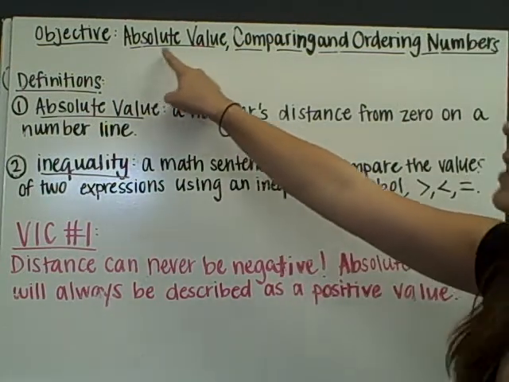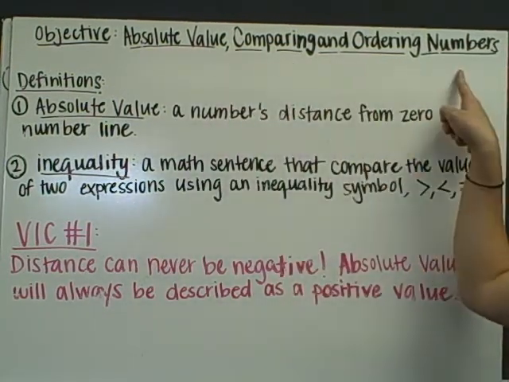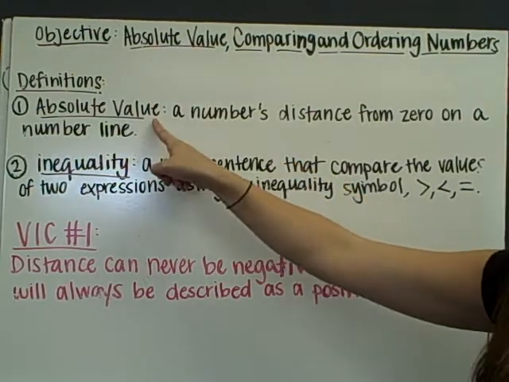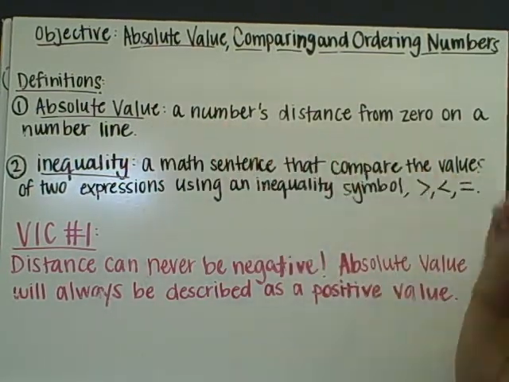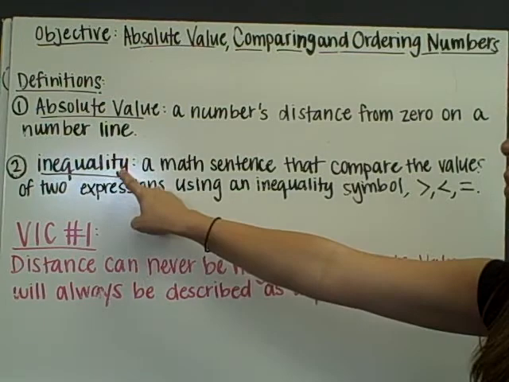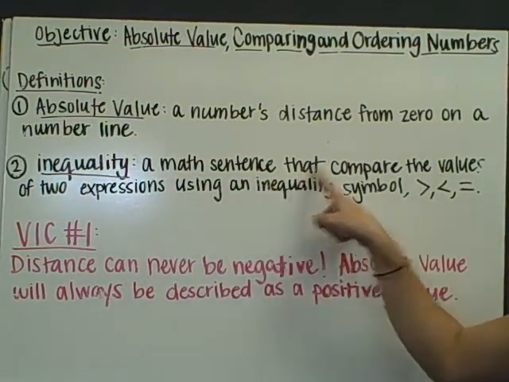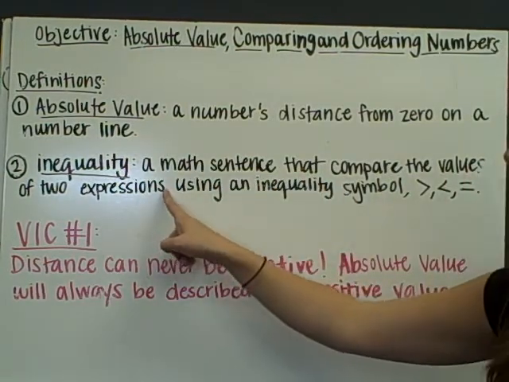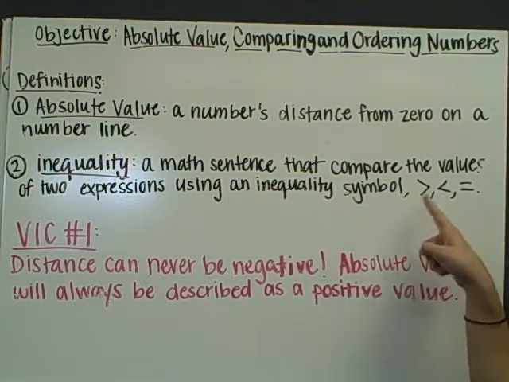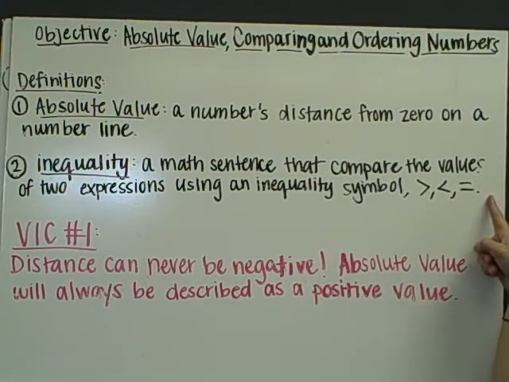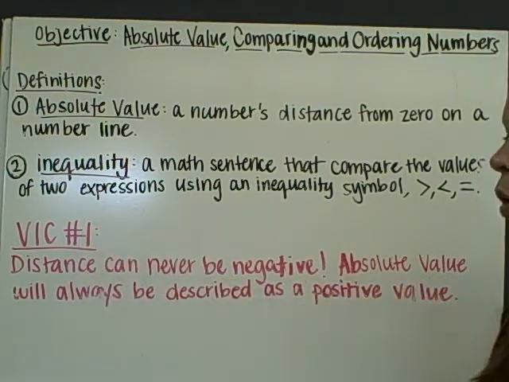Our objective today is absolute value, comparing and ordering numbers. Definitions: absolute value is a number's distance from zero on a number line. An inequality is a math sentence that compares the values of two expressions using an inequality symbol: greater than, less than, and equal to.